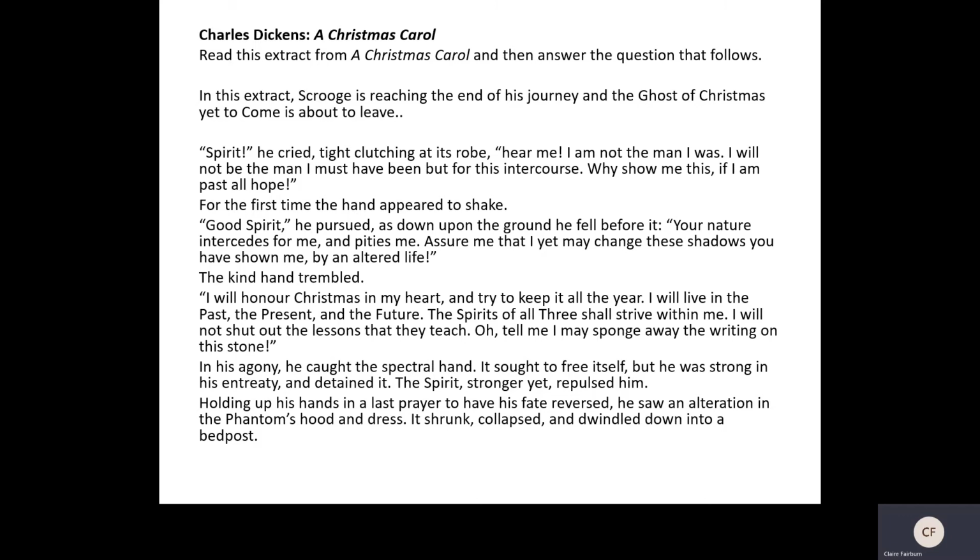"I will honour Christmas in my heart and try to keep it all the year. I will live in the past, the present and the future. The spirits of all three shall strive within me. I will not shut out the lessons that they teach. Oh, tell me I may sponge away the writing on this stone." In his agony, he caught the spectral hand. It sought to free itself, but he was strong in his entreaty and detained it. The spirit, stronger yet, repulsed him. Holding up his hands in a last prayer to have his fate reversed, he saw an alteration in the phantom's hood and dress. It shrunk, collapsed, and dwindled down into a bedpost.